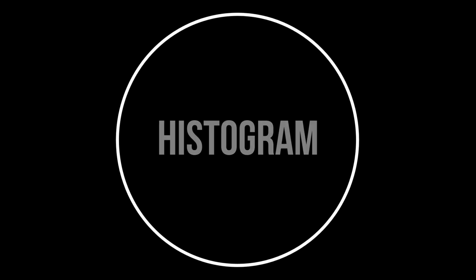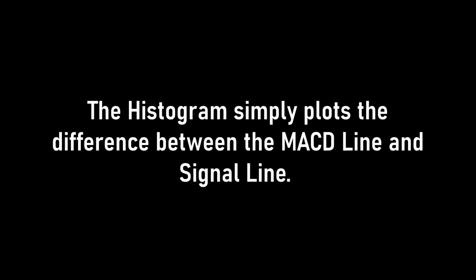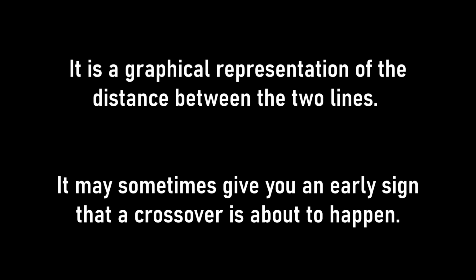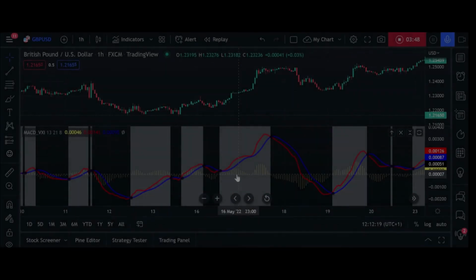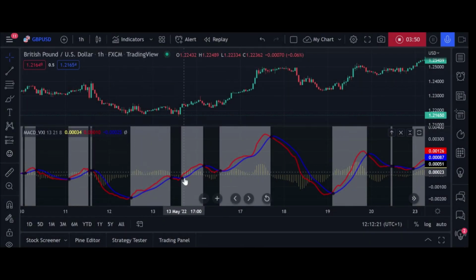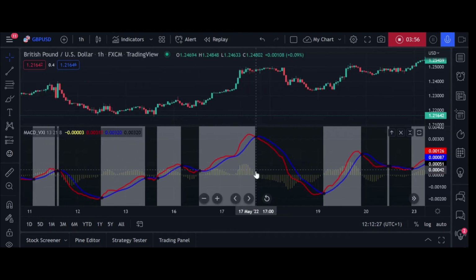Histogram. The histogram simply plots the difference between the MACD line and signal line. It is a graphical representation of the distance between the two lines. It may sometimes give you an early sign that a crossover is about to happen. If you look at the chart, you can see that as the two lines, the MACD line and signal line, separate, the histogram gets bigger.